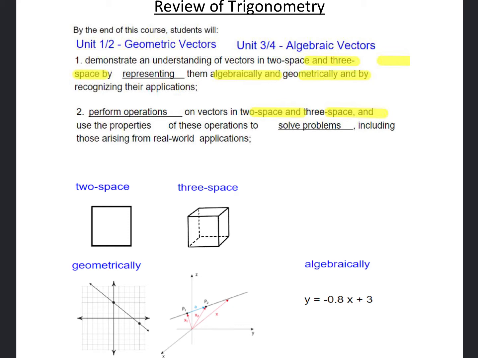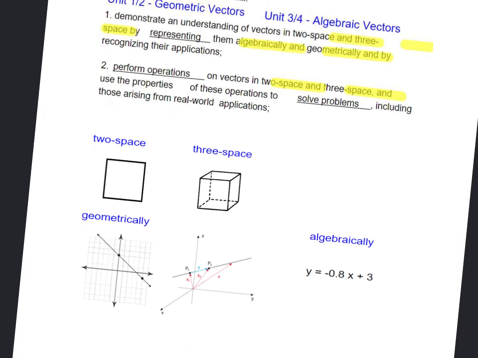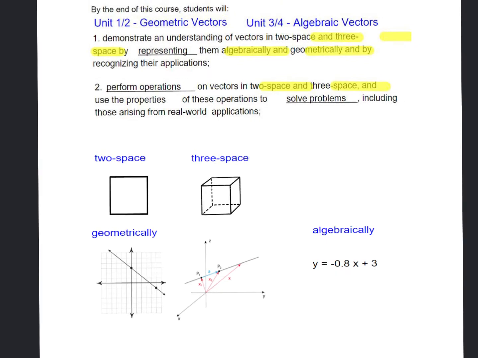A vector could be looked at in 2 dimensions, or it could be looked at in 3 dimensions. So we will do both. The 3-dimensional vectors will be in the later units, but for the initial units we'll look at vectors in 2 dimensions, and we are going to look at them algebraically and geometrically.